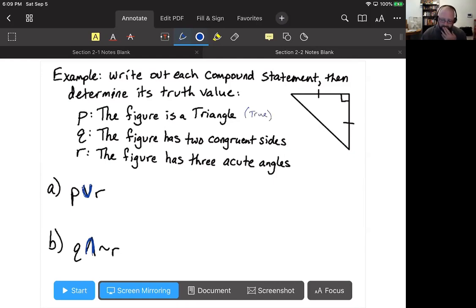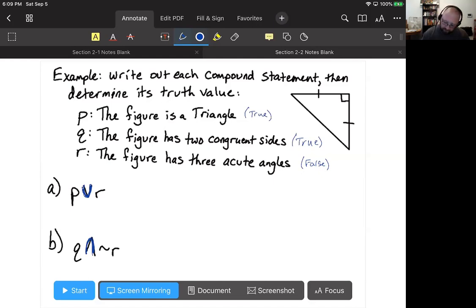Q, the figure has two congruent sides. If we look at the picture, we've got markings on two sides that indicate those two sides are congruent. So that is true as well. And then finally, the last statement says the figure has three acute angles. That would be false because of the right angle. We have one right angle and two acute angles, so it is not three acute angles. All right, so it wants us to write out the compound statement and determine its truth value.